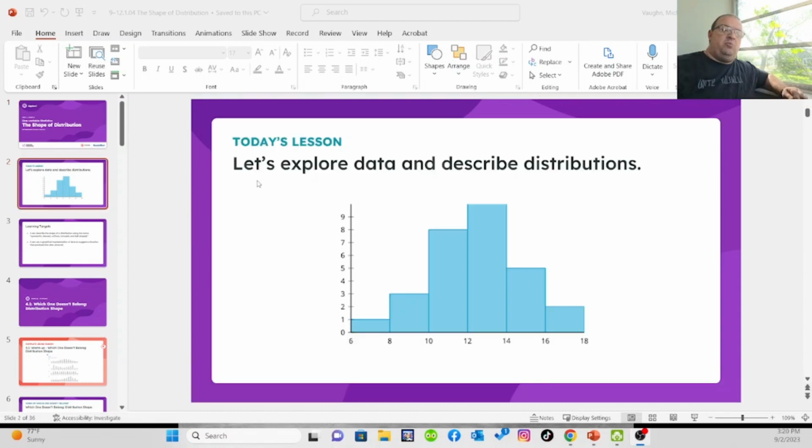So if we get into the PowerPoint today, this one says we're going to explore data and describe the distributions. What this means is our distributions are going to have different shapes. And the shapes of the distributions are going to allow us to convey information to the people that we are trying to get that information to. Or if they're the ones putting out the information, it's going to allow us to get a better idea of what that information is. So we're going to look today at how we use different terms to describe the shape and then what that tells us about those distributions.